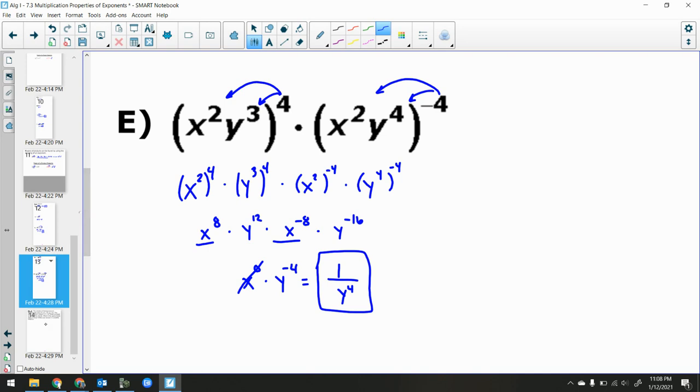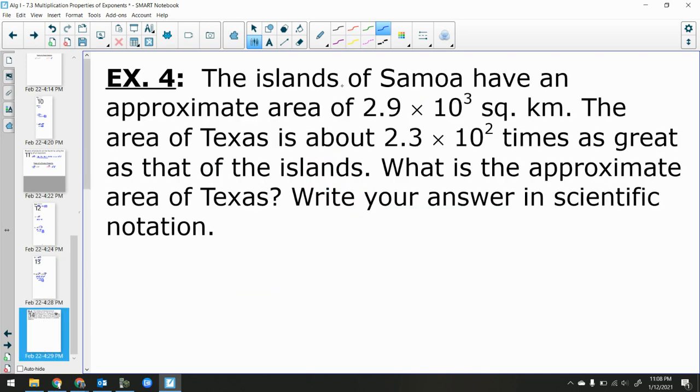Okay. Last problem. The islands of Samoa have an approximate area of 2.9 times 10 to the 3rd square kilometers. The area of Texas is about 2.3 times 10 to the 2nd times as great as that of the islands. So what I'm doing here is I'm going to say, okay, what's the product? If it's that many times as great, what's the actual product? Well, isn't this all multiplication? So what I'm going to do here is I'm going to multiply these two values together.